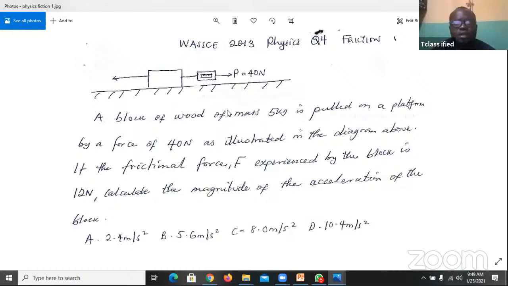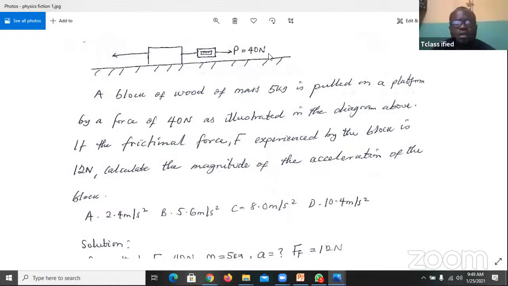2013. A block of wood of mass 5 kg is pulled on a platform. So you see, this is the wood and it's being pulled. So this block is 5 kg. This is the pulling force, 40 Newton, as illustrated in the diagram above. If the frictional force F, so this force that is frictional, that is opposing this main motion, is 12 Newtons. Calculate the magnitude of the acceleration of the block.